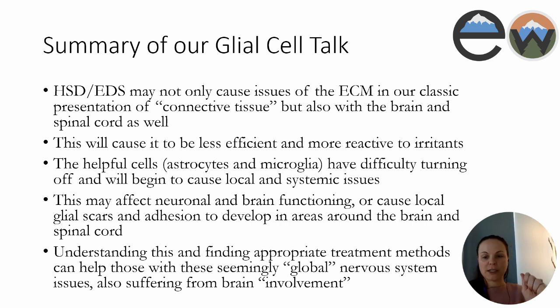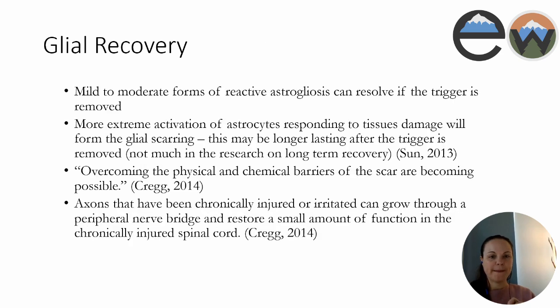But again, we've got to take that trigger out, right? So we have to take out whatever is irritating the blood-brain barrier out of that bucket analogy that we talked about in the last lecture in the third session. Okay, so when we're talking about glial recovery, this is actually from the last one, from part 3. Mild to moderate forms of reactive vasculogliosis can resolve if the trigger is removed. The trigger has to be removed for neurological inflammation to start to be restored, or regulated or maintained.